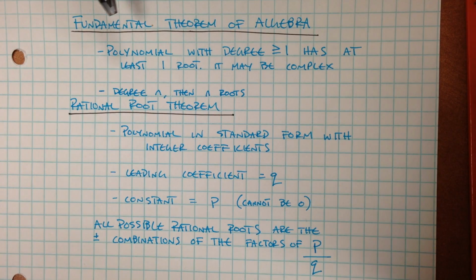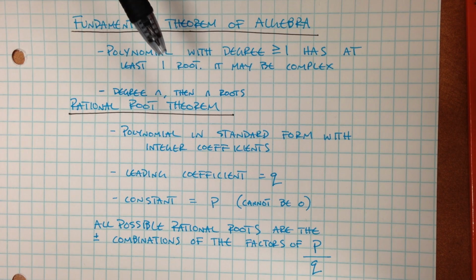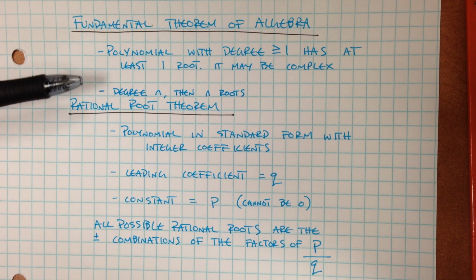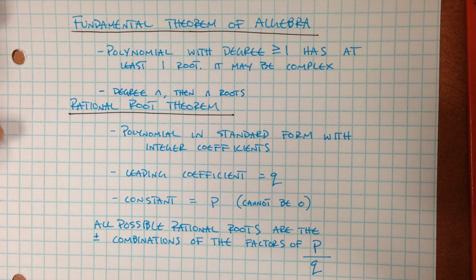The Fundamental Theorem of Algebra states that a polynomial with a degree greater than or equal to 1 has at least one root. It may be complex. It doesn't necessarily need to be a rational root. If you have a polynomial with degree n, you will have n roots. Okay, that is the Fundamental Theorem of Algebra.